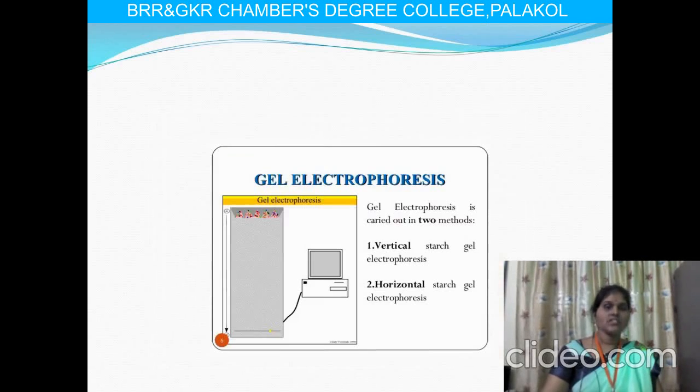Then we have two types of electrophoresis. One is vertical and the other one is horizontal. In both the vertical and the horizontal we can use starch gel electrophoresis. So in both of these we can use starch, or else agarose also.